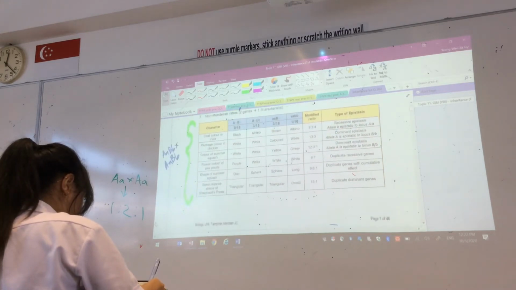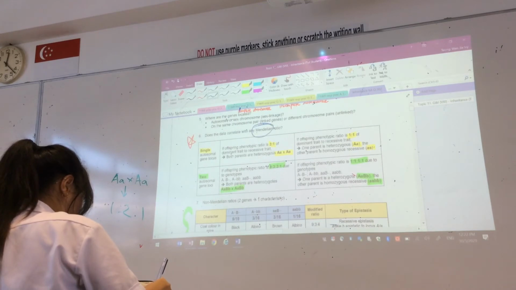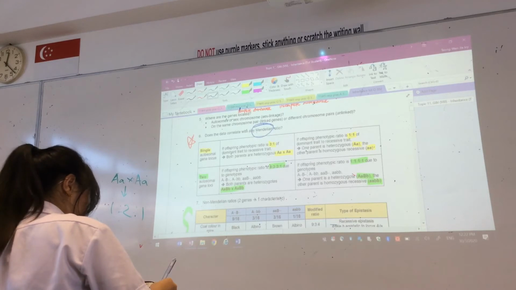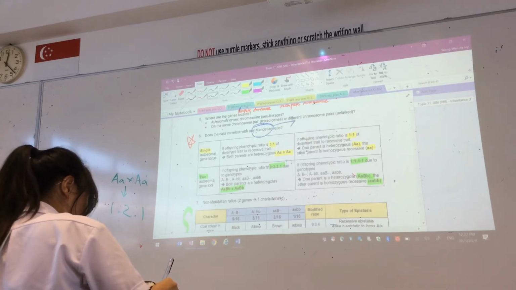So any of this, let me see, did I cover everything? Yeah. Now, if you are looking at Mendelian inheritance pattern, right? What are the laws that Mendel came up with?